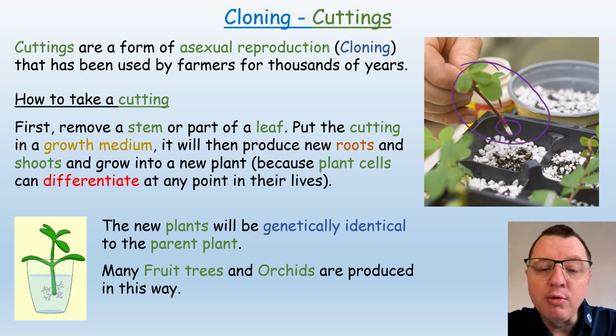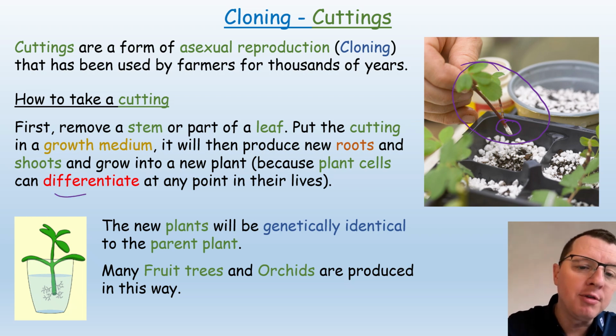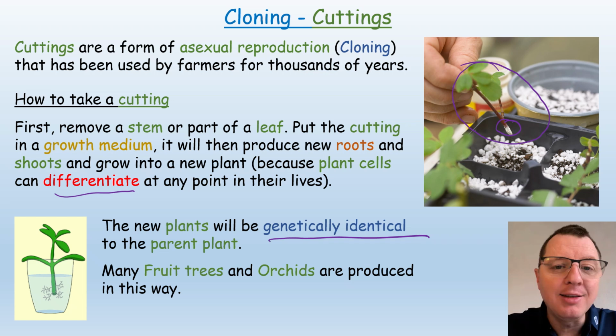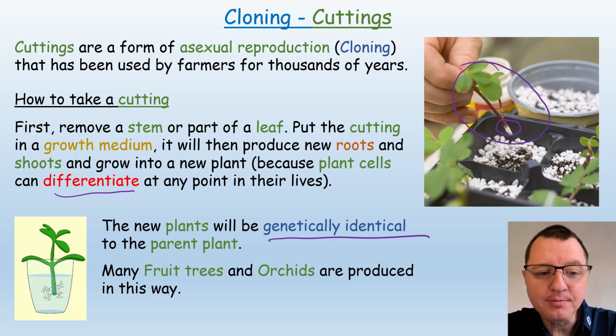The plant cutting will then produce new roots and shoots and grow into a new plant, and this is because plant cells can differentiate at any point in their life. So the cells that are in the stem of this cutting can undifferentiate and then redifferentiate and specialize to become root cells, which will then grow into the roots. The new plant that's produced in this technique will be genetically identical to the parent plant.